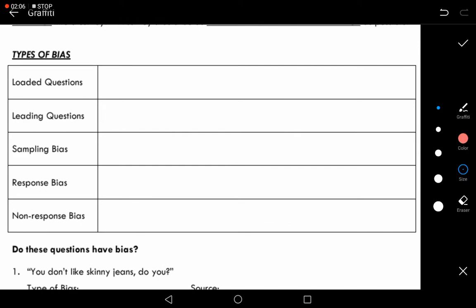So there's a couple different types of bias. We could be asking something called loaded questions. Those loaded questions would contain wording or info to influence a response. So you're asking someone a question, but within that question, you're telling them how they should feel or how they should answer.